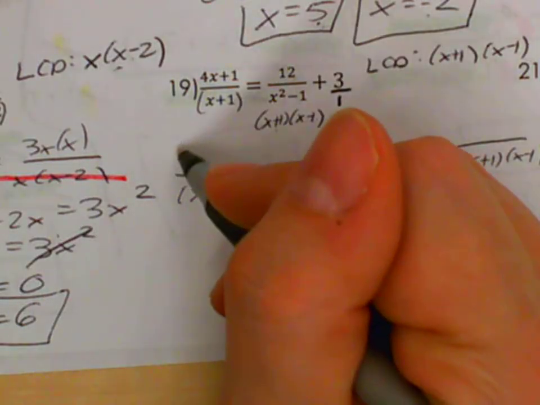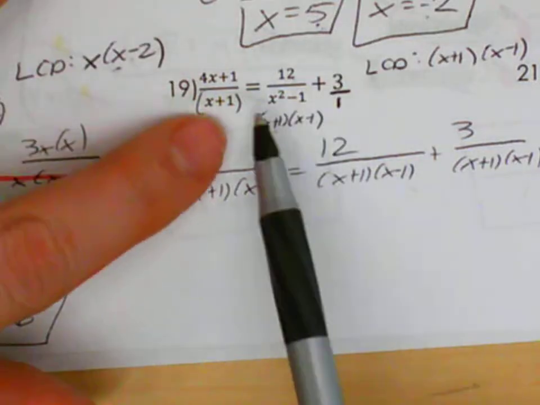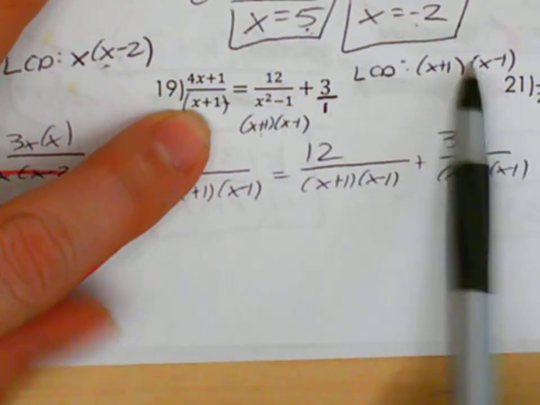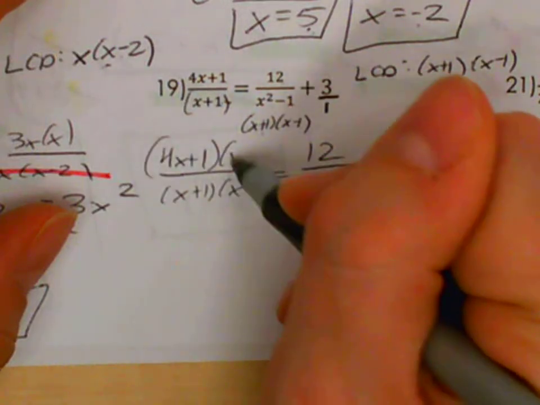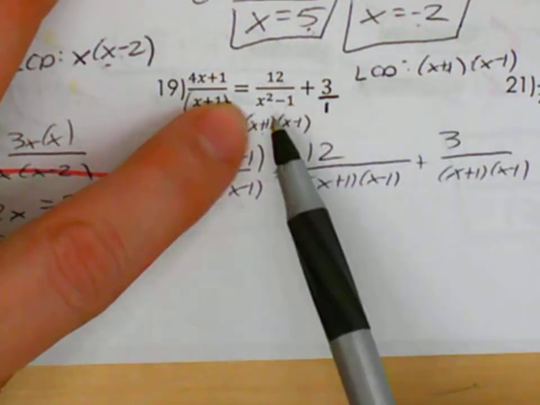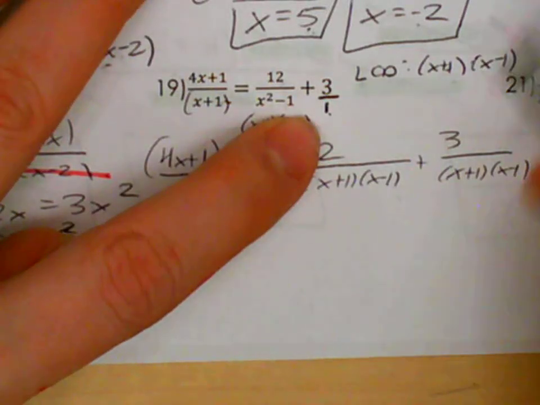Okay, and then currently I have 4x plus 1 on the top, 12, and 3. When I look at this one, when I look at the least common denominator, I'm missing the x minus 1, so that's what I multiply the top by. When I look at this one, I'm not missing anything. This is the least common denominator. When I look at this one, I'm missing everything.